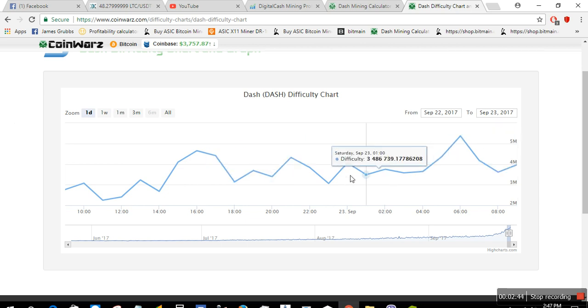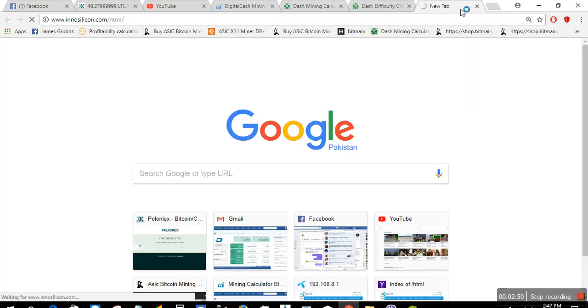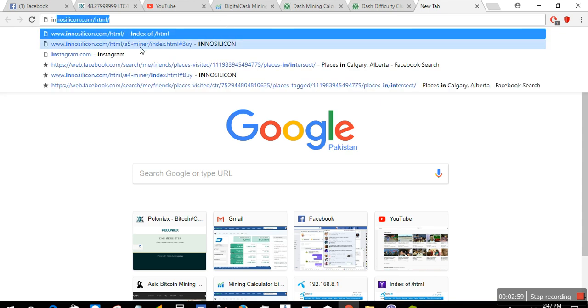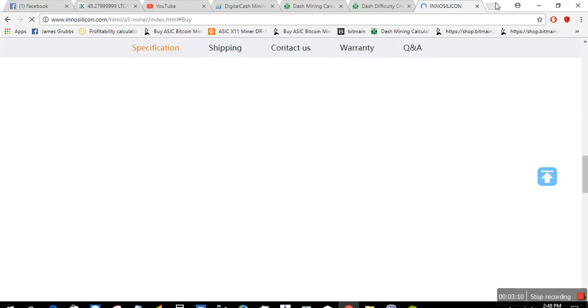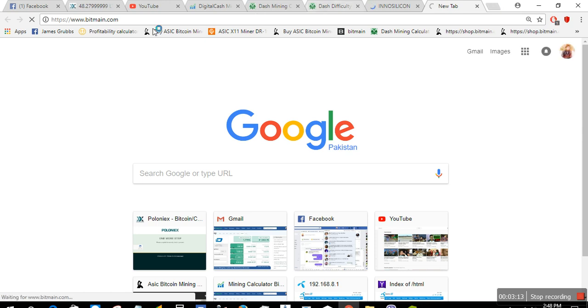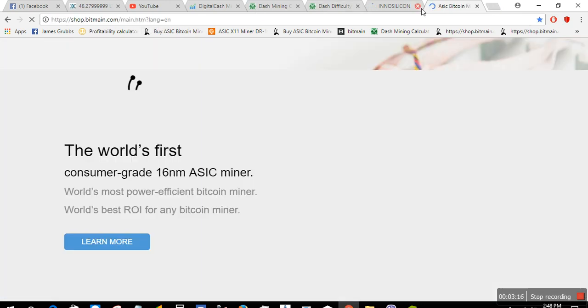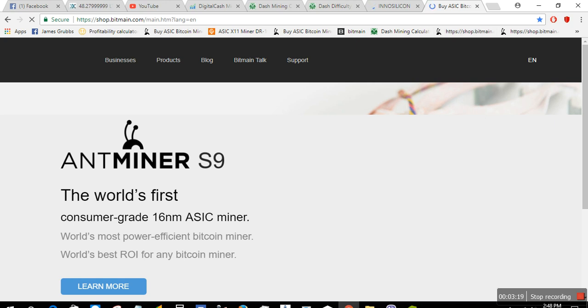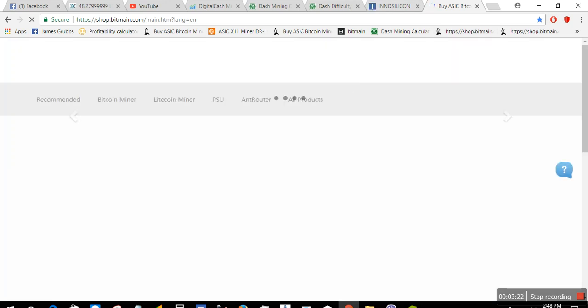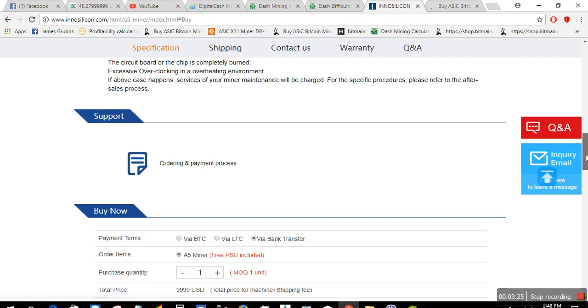So with the passage of time, because InnoSilicon, if we go to InnoSilicon, and we compare the speed of the two and the price, I'll tell you why. Let's go to Bitmain as well, so then you guys can see. If we go here straight to Bitmain, which takes you straight to all products, if you can see, let's go to the top.